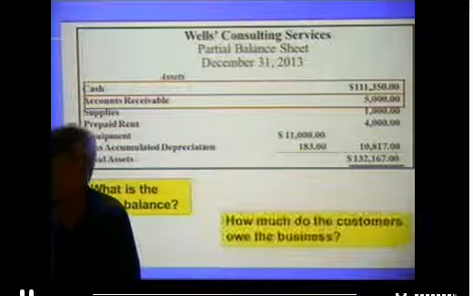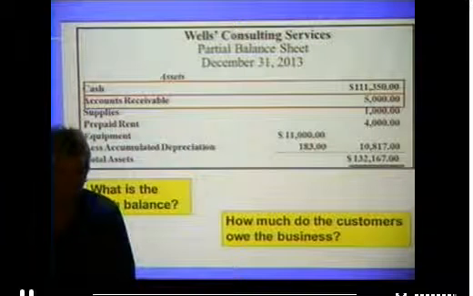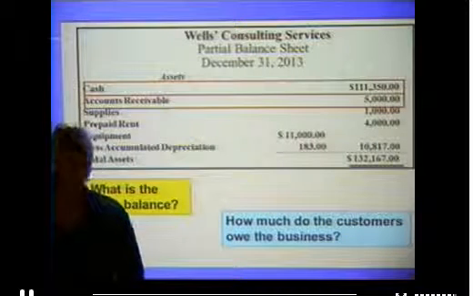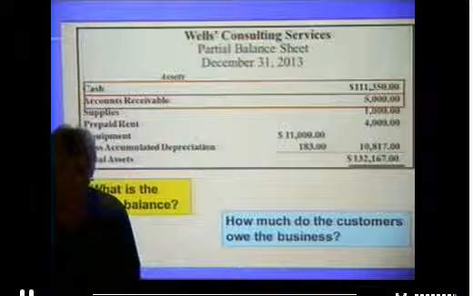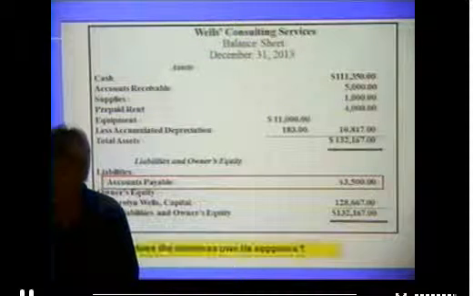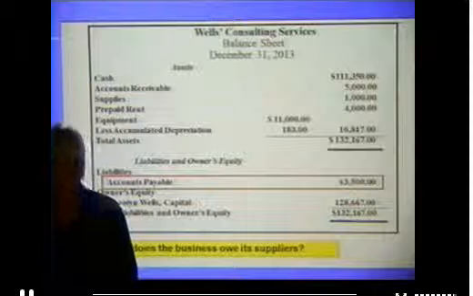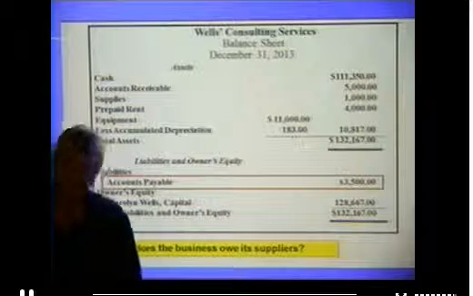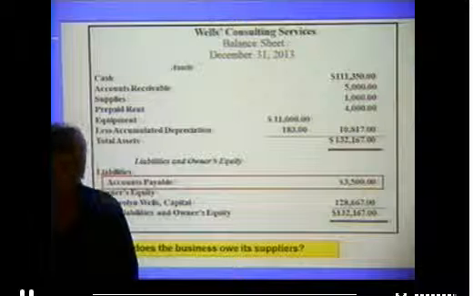So we can tell them which statement to use. How much do people owe us, or do we owe other people? Where are we going to find that? On the balance sheet, right? Just about everything is on the balance sheet. How much do we owe our suppliers? We'd look on the balance sheet. That's where our accounts payable are going to be located.